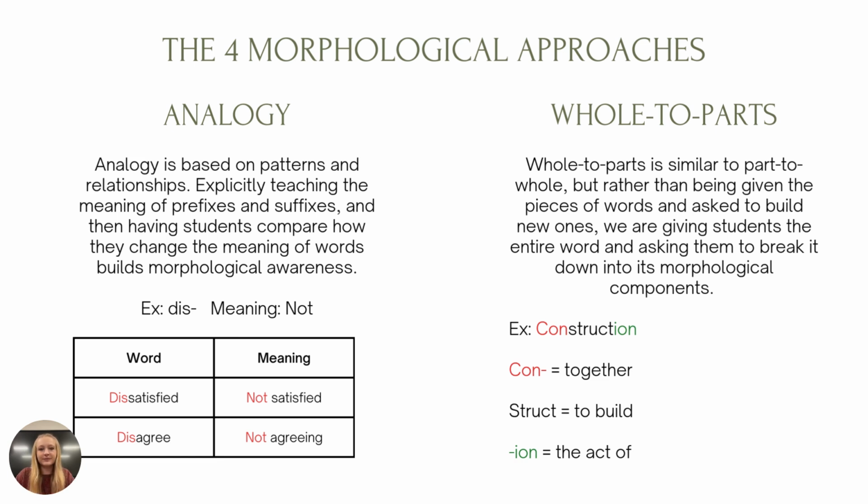The last and most rigorous morphological approach is obviously the most complex. It is similar to part to whole, but rather than combining morphemes to create new words, you are deconstructing words. You are given a full word and you are asked to deconstruct that word into its individual morphological components. The example word given is construction. You deconstruct that word into construct and shun and define each of those morphemes. This just shows a very complex and advanced level of understanding of morphological awareness.